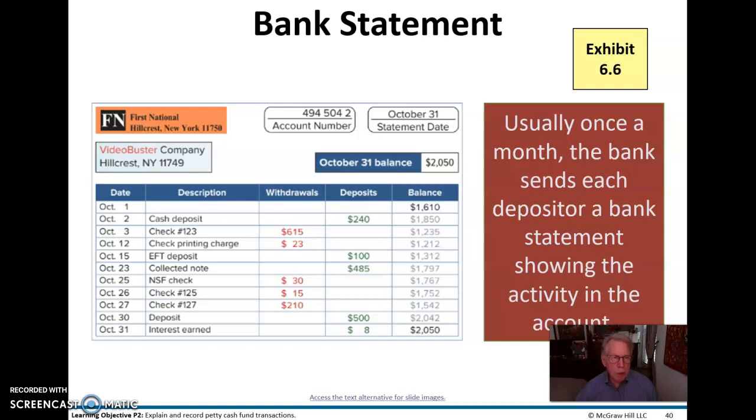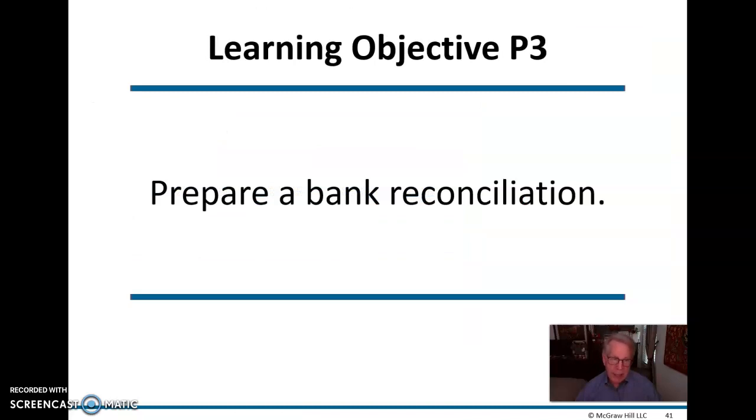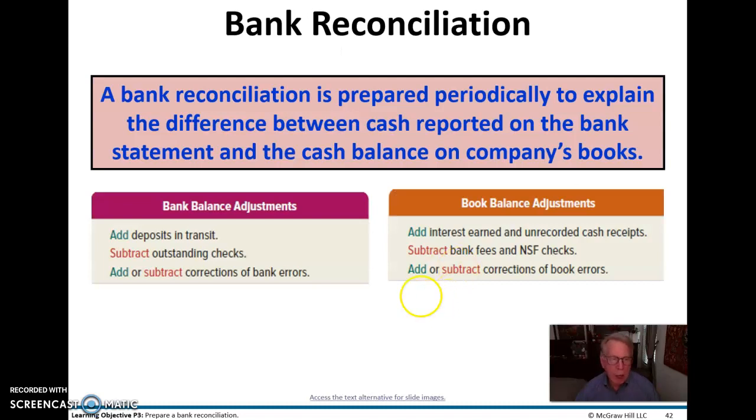So normally we do this once a month or once a period, as I said, and it's showing the activity in the account. Now the bank reconciliation is probably the most difficult section of this chapter. So what I always do, and please listen to me when I say this, I do the bank side first. Here's the bank side, here's the book side. And what we're trying to do is make sure that the difference between the cash reported by the bank and the cash reported on the company books are correct.